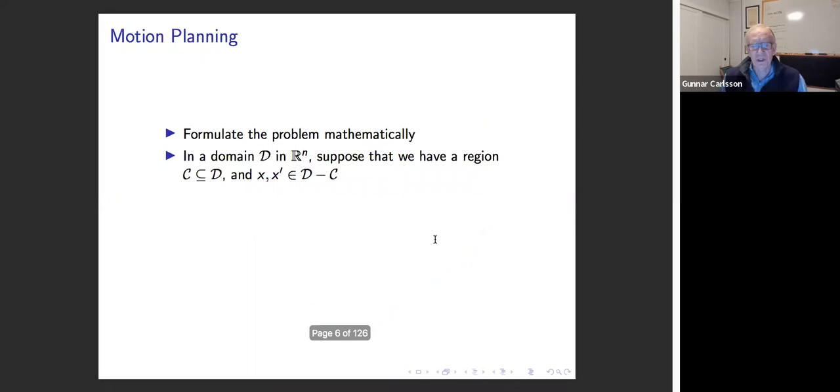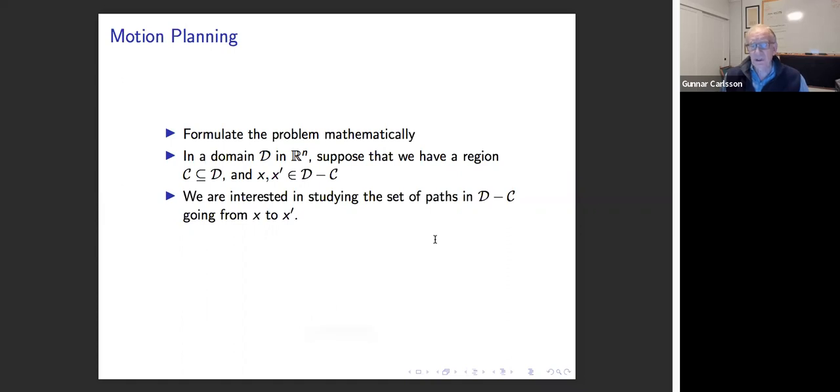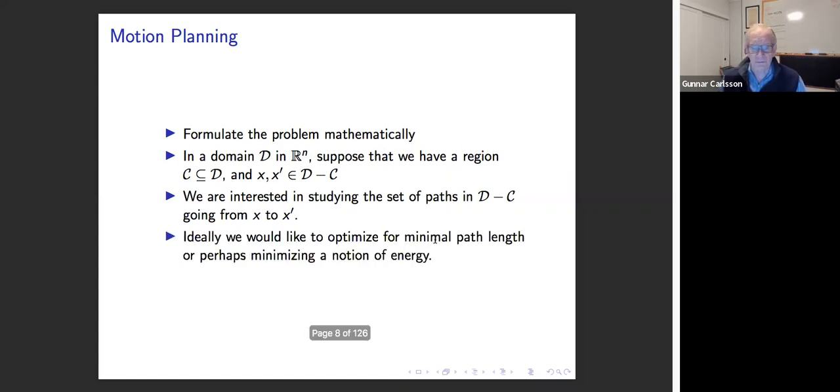So the first step is to formulate the problem mathematically. Let's think about a domain D in R^n, and suppose that we have a region C inside that domain, C for covered region, and points X and X prime in the domain minus C. So we've got two points that are avoiding that covered region, and we're interested in studying the set of paths in D minus C going from X to X prime. And we might want to do that in a dynamical setting where the obstacles are moving as well, and we have to create a moving path that avoids the covered region.